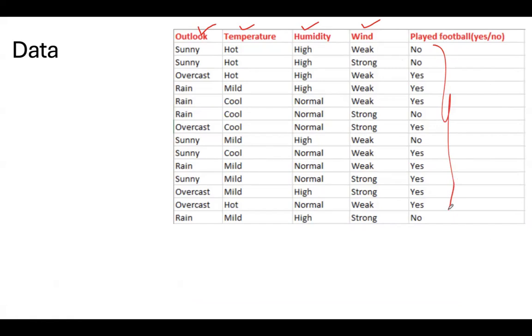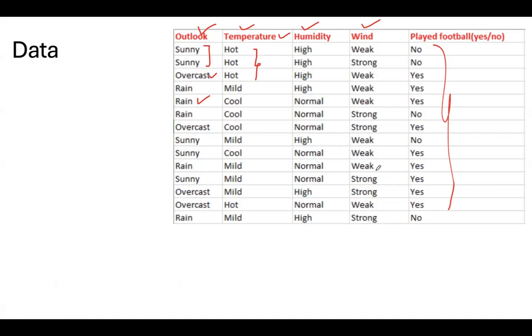I want to develop a decision tree. The question is, should I ask the first question about outlook, temperature, humidity, or wind? Which question should I ask? If I ask about outlook, I would ask, is the outlook sunny, overcast, or rain? If I ask about temperature, I would ask, is it hot, mild, or cold? Is humidity high or normal, or is wind weak or strong? These are the questions that I want to ask. Why should I ask about outlook first?